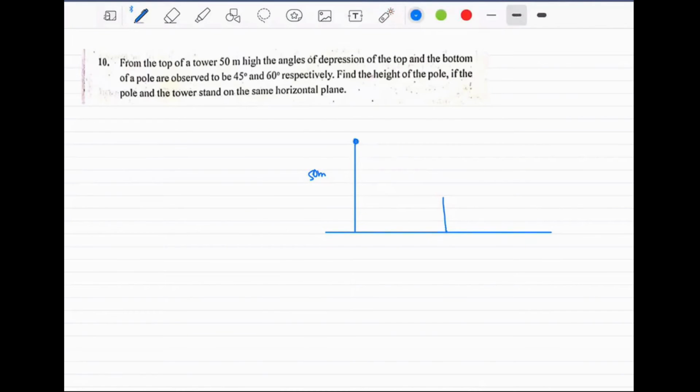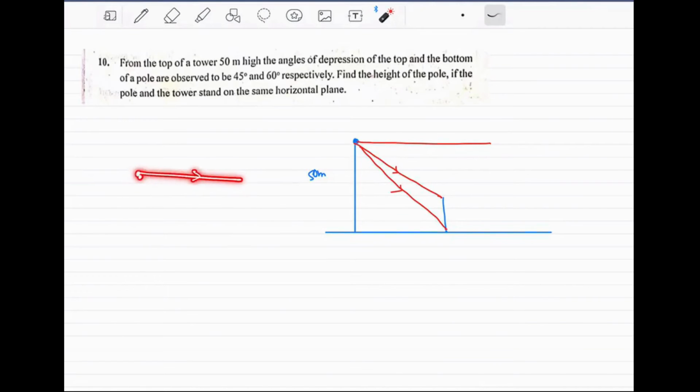So when the person is standing or sitting right here, his horizontal direction is this one. The horizontal line that you need to draw is this one. So you have to first have the horizontal line. And he is looking down to the top of a pole and to the bottom of a pole. How much are the angles of depression? 45 and 60. As you know, as I have taught you all, when you have the horizontal line like this and you are looking down right here, the angle between the horizontal line and the line of your sight is the angle of depression.